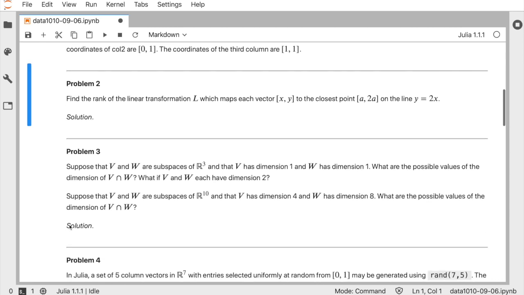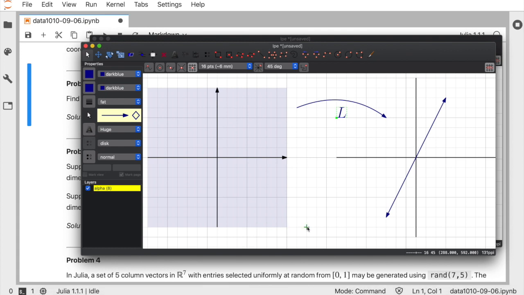The second problem asks us to find the rank of the linear transformation which maps each vector to the closest point on the line y equals 2x. So if we take a look at this picture, what we can see is that every point in the plane gets mapped to the line y equals 2x by this map. Certainly points that are off of that line don't get mapped to, and every point that's on the line does get mapped to. So this line on the right side of the picture here is the range of the transformation L.